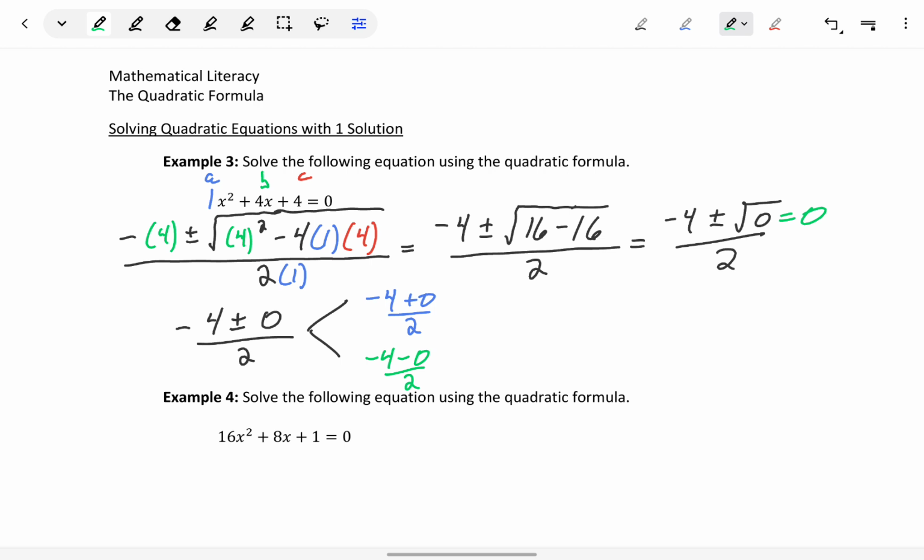Those two statements are exactly the same. Adding or subtracting 0 doesn't make a difference, so we don't need to work this out twice. We only need to work this out one time. We'll get negative 4 over 2 or negative 2. Since we had a 0 under the square root, our discriminant was equal to 0, we end up with just a single solution, which will be negative 2 in this case.